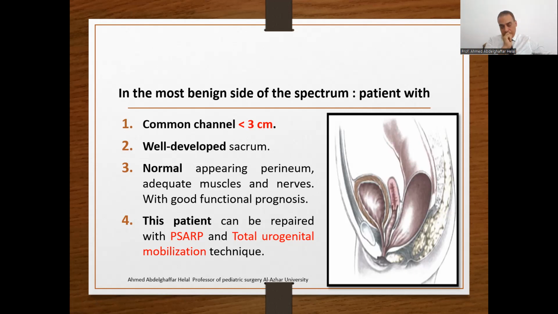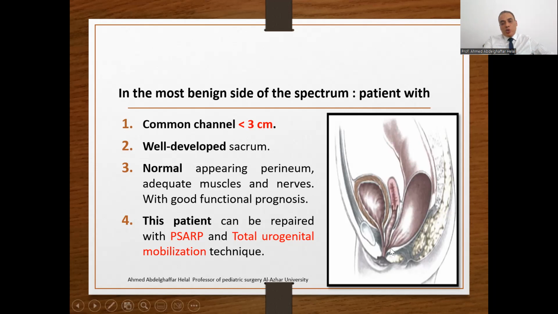urogenital mobilization. What's urogenital sinus mobilization? The fusing of the urinary bladder and the vagina is called urogenital sinus: urinary bladder and genital, the vagina. So the operation will be urogenital sinus mobilization to move this urogenital sinus, and the PSARP will deal with the rectum.